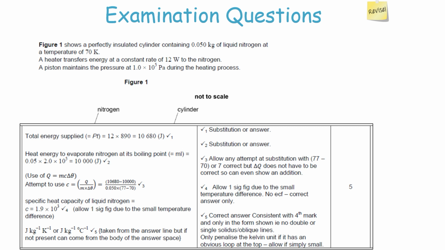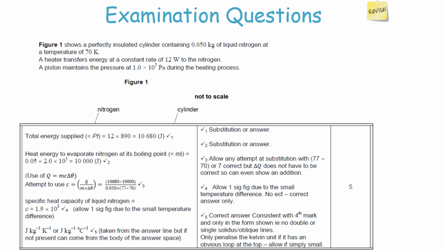Then we know the energy to evaporate the nitrogen at its boiling point is equal to ml, so E equals ml. So we know that 0.05, which is our mass, times 2 times 10 to the 5, which is our specific latent heat, is equal to 10,000. The total energy supplied is 10,680, and the energy needed to change the state is 10,000. So the energy needed to change the temperature, to change the kinetic energy store, is 10,680 minus 10,000, so it's 680. There's our energy going into changing the kinetic energy store.